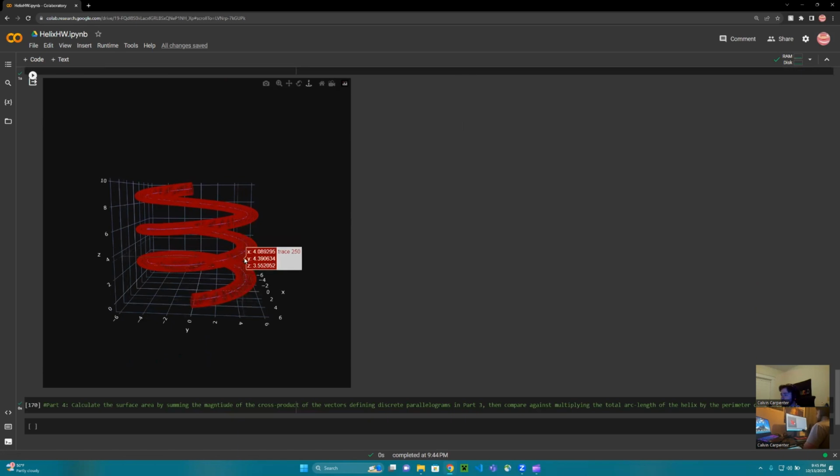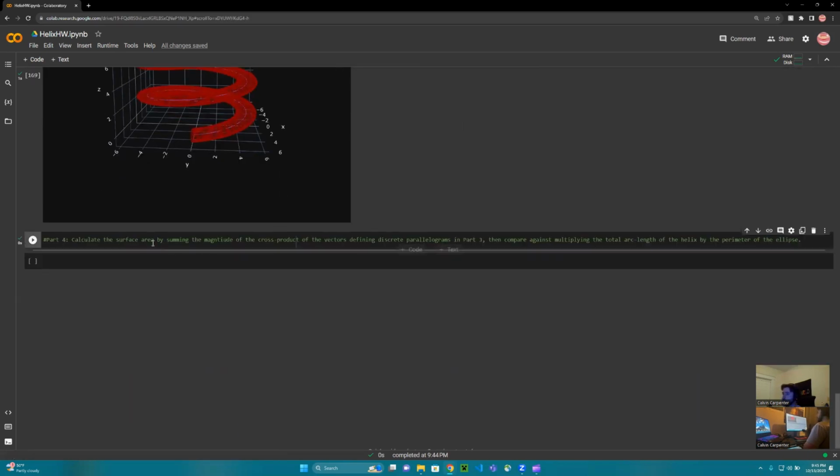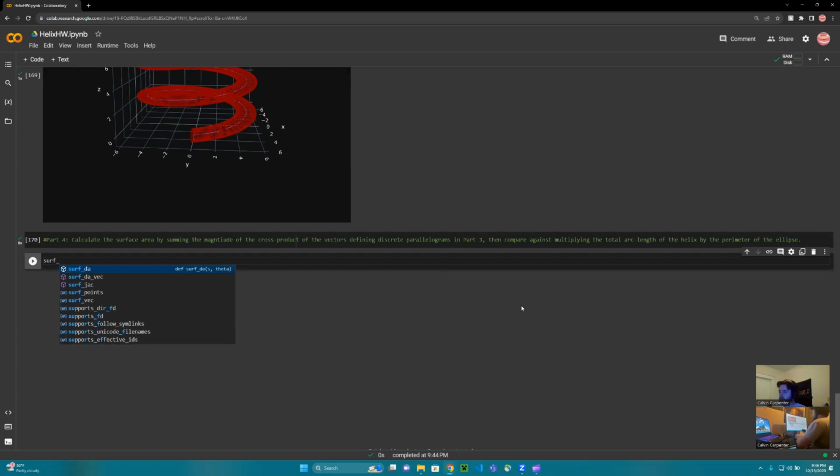So here that is. Part 4 is calculate the surface area by summing the magnitude of the cross product of the vectors, defining discrete parallelograms in part 3. Then compare against multiplying the total arc length of the helix by the perimeter of the ellipse. Okay, so now we're gonna run the Jacobian on the surf function. So surf jac equals jax Jacobian surf.